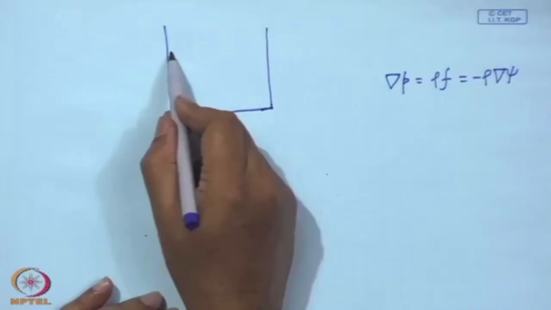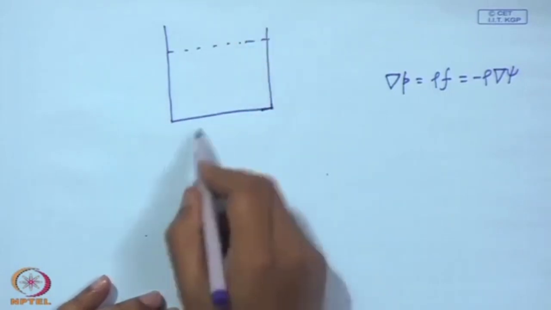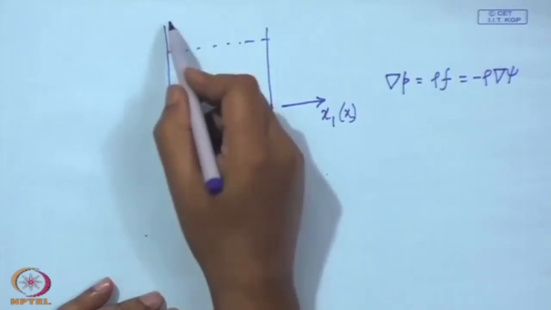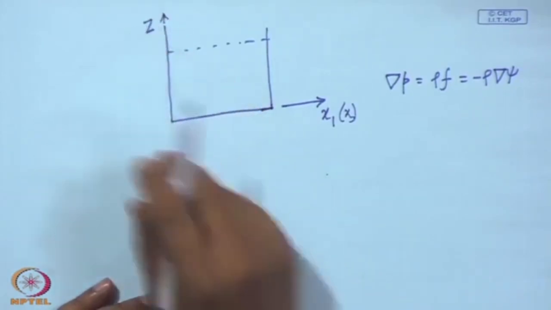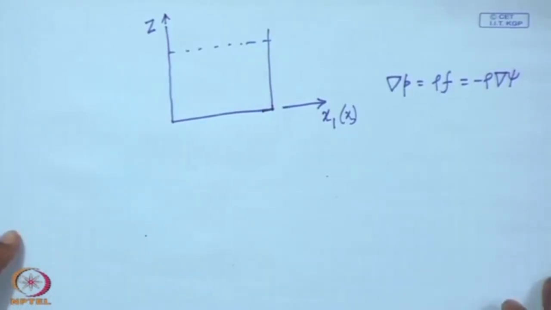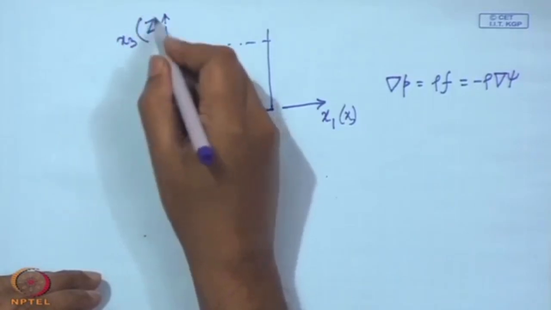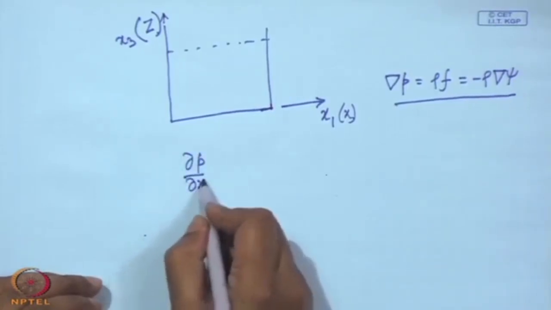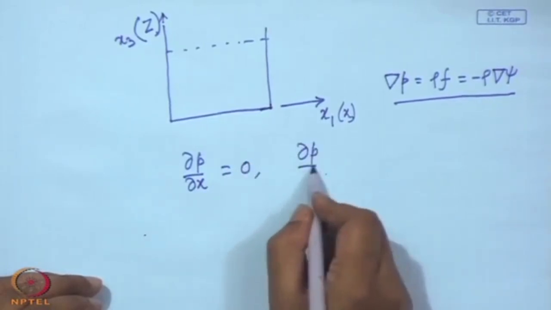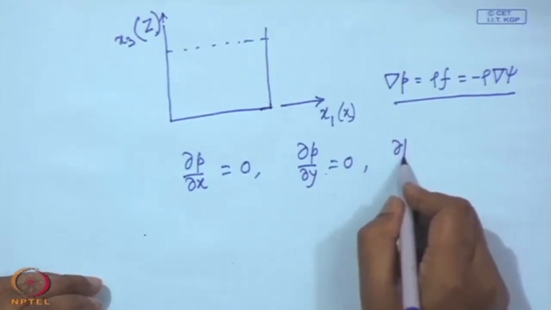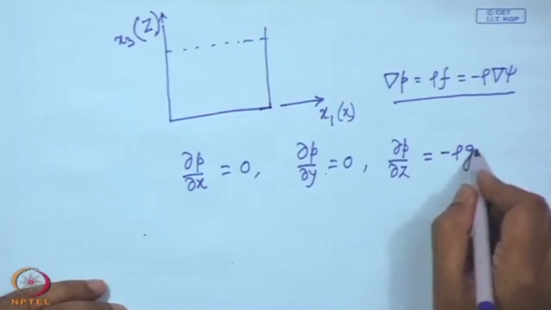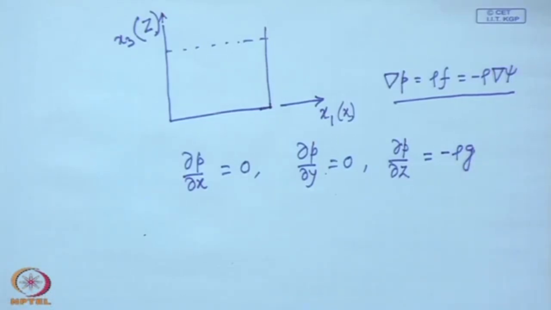If we consider that example, which I think you have already done, let us say this is the fluid and we denote this direction x 1, or we can now write x also. We call this direction z, and the direction perpendicular to this plane is y. There is only gravitational force, and the equation can be simply written as dp dx equal to 0, dp dy equal to 0, and dp dz equal to minus rho g.